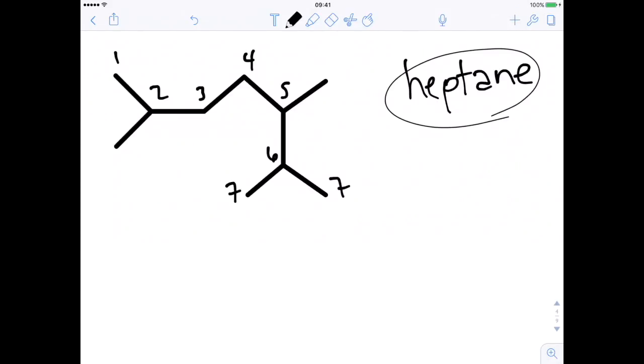Now the branches should be labeled on the lowest number carbon, meaning we have methyl groups coming off of 2, 5, and 6. But if we flip the numbers, the methyl groups will then be on the 2, 3, and 6, which are lower numbers overall. So then we're going to want to start here and say 1, 2, 3, 4, 5, 6, and 7.